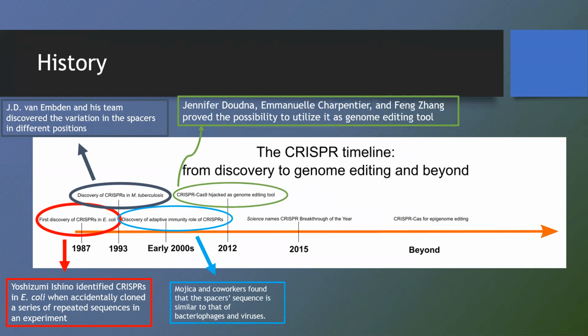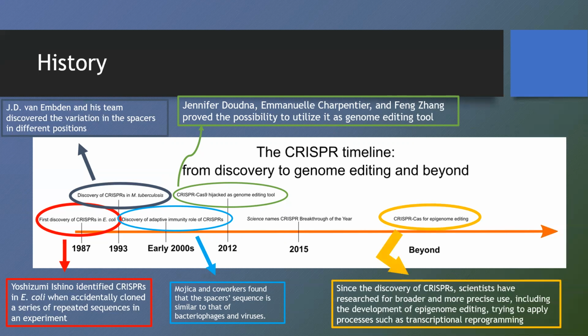In 2012, Jennifer Doudna, Emmanuelle Charpentier, and Feng Zhang proved the possibility of utilizing it as a genome editing tool. The achievement won the Nobel Prize in Chemistry last year. Beyond that, in the future, scientists are targeting its bright potentials, including the development of epigenome editing, attempting to combine techniques such as transcriptional reprogramming.